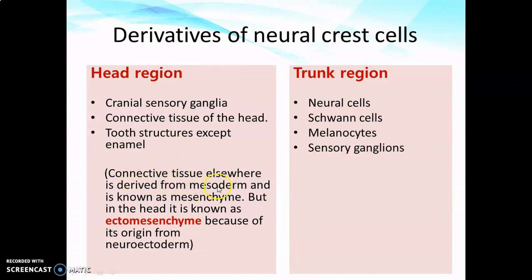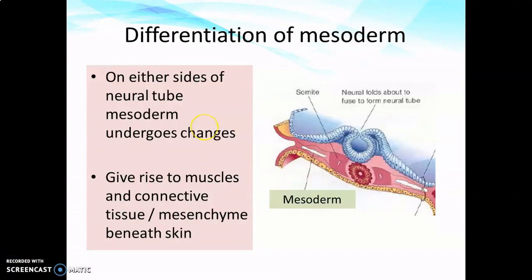Connective tissue elsewhere is derived from mesoderm and is known as mesenchyme. But in the head and neck, since there is a role of neuroectoderm or neural crest cells, the connective tissue is termed as ectomesenchyme. And in the trunk region, they differentiate to form various structures like neural cells, Schwann cells, melanocytes and sensory ganglions.